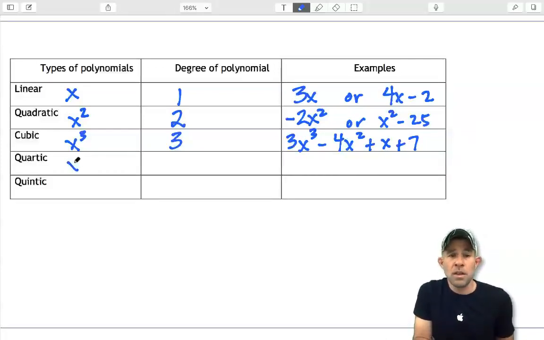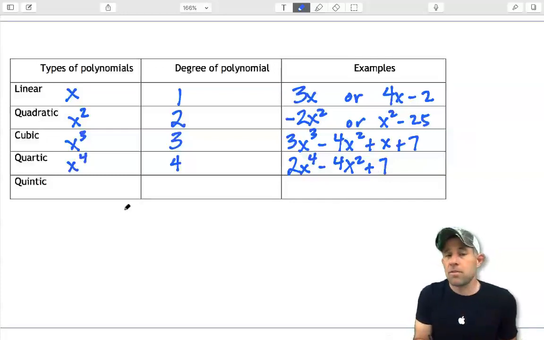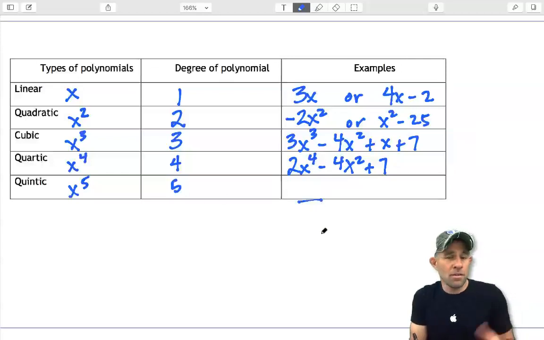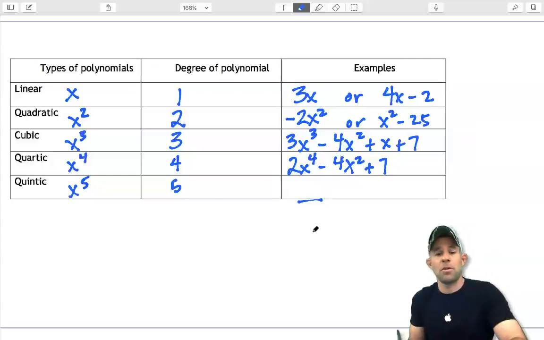Next one is quartic. As you may have guessed, that's x to the 4th. The degree on that is the 4th degree. And again, plenty of examples. You could have something like 2x to the 4th minus 4x squared plus 7, and so on and so forth. Lots of different examples. Finally, the quintic is x to the 5th. The degree on that is 5. And you go ahead and come up with your own example for a quintic polynomial.